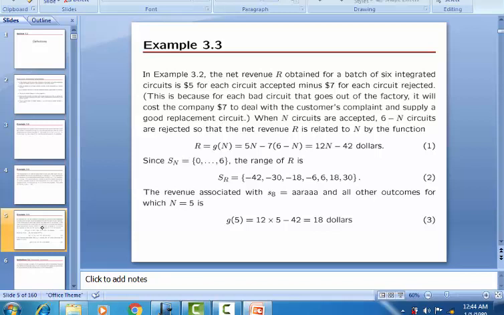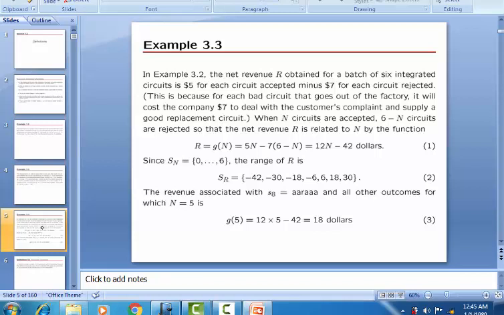So it means that if each circuit is acceptable and you have 6 circuits, you get 5 times the number of acceptable circuits as revenue. Okay, but if some circuit is rejected, then your revenue is minus $7. So for each circuit accepted it is $5, otherwise minus $7.